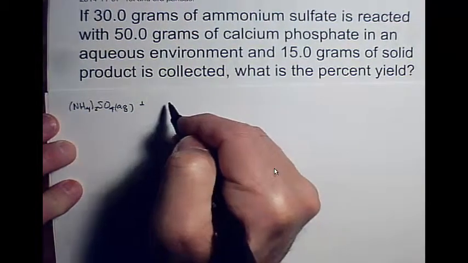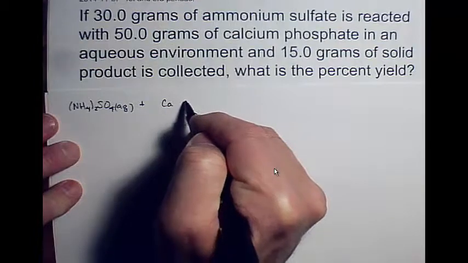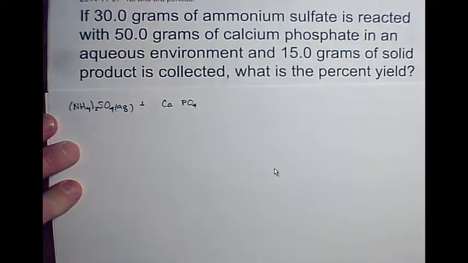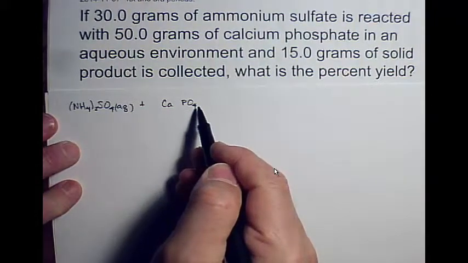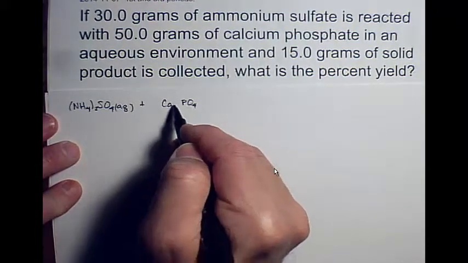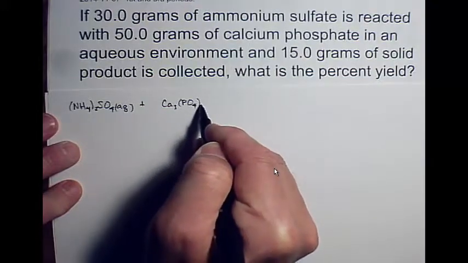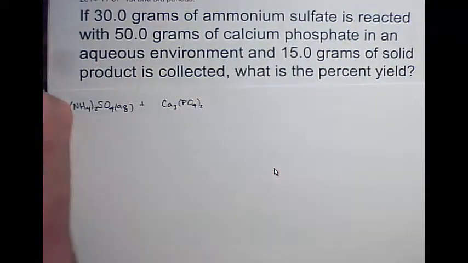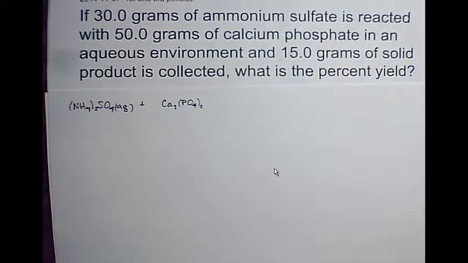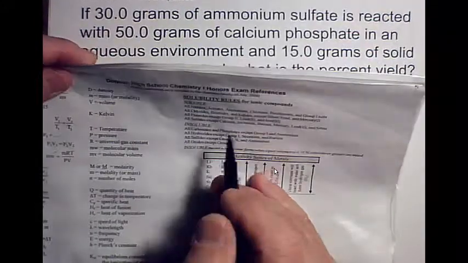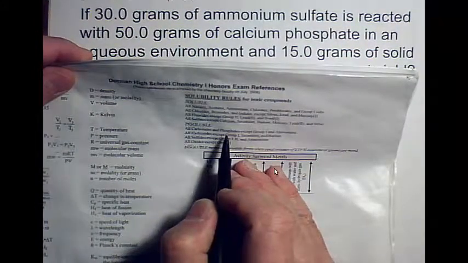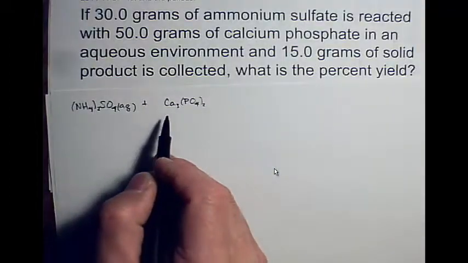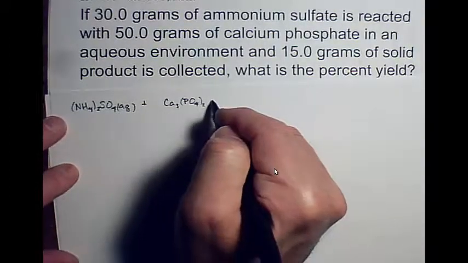And then we're reacting that with calcium phosphate. Calcium is Ca, phosphate is PO4. Calcium has a 2 plus charge, phosphate has a 3 negative charge, so to balance this out I need 3 of these and 2 of these. And let's look it up here on the solubility rules. It says here that phosphates are mostly insoluble. There's an exception for group 1 and ammonium. Well, this is not in group 1, this is in group 2, so this must be solid.